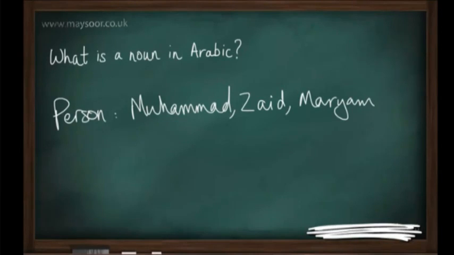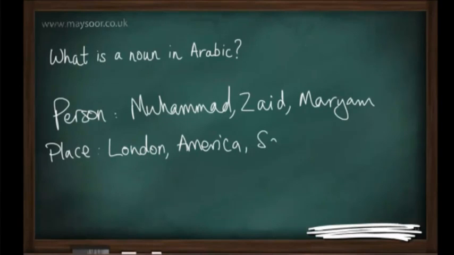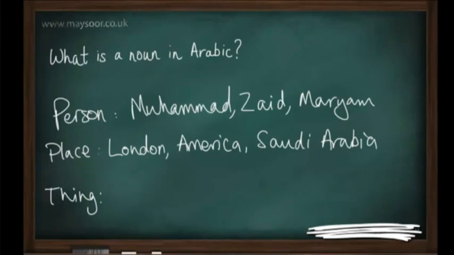It could be the name of a place, for example, London, America, or Saudi Arabia. It could also be the name of a thing, for example, a pen, a book, a mosque, etc.